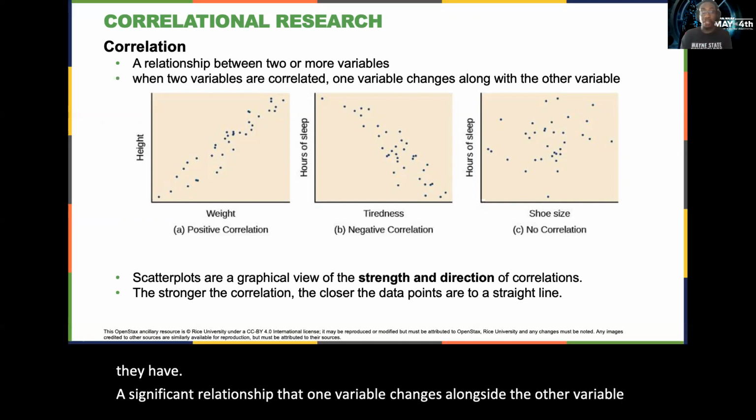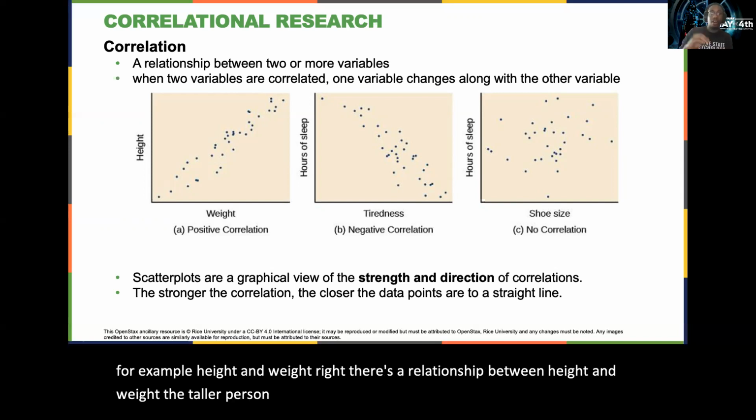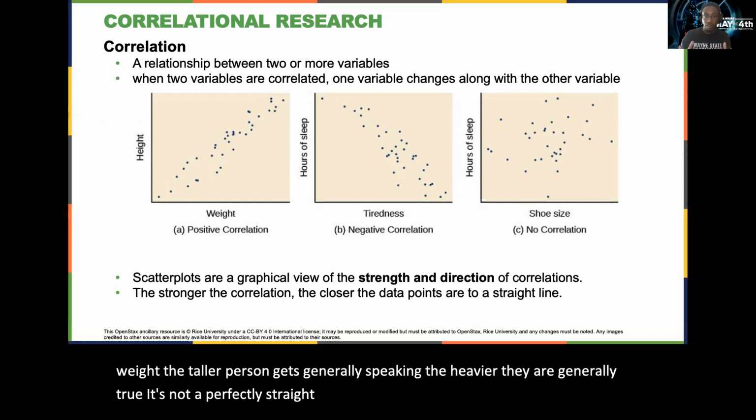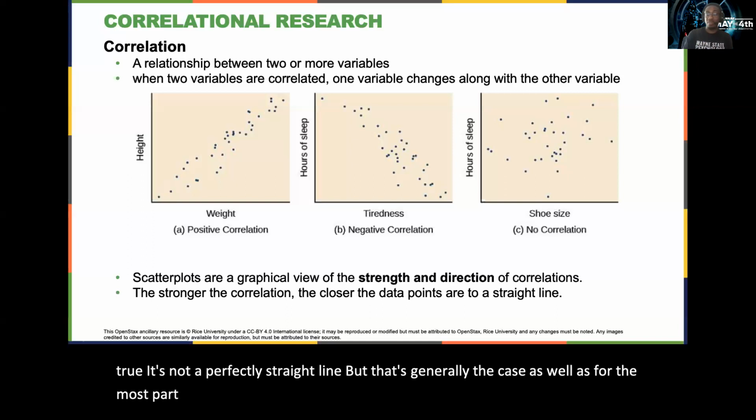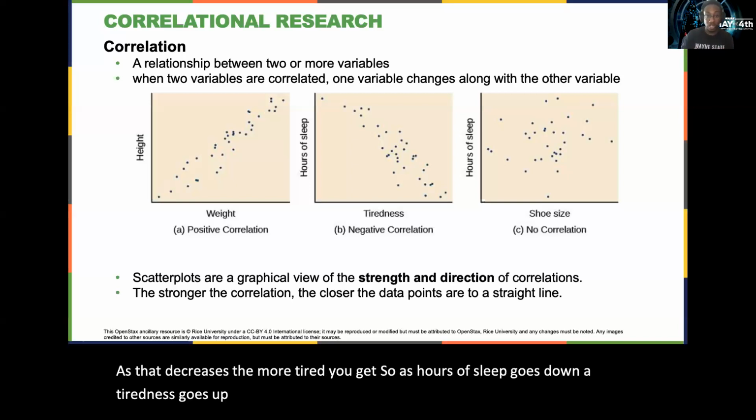For example, height and weight, right? There's a relationship between height and weight. The taller a person gets, generally speaking, the heavier they are. That's generally true. It's not a perfectly straight line, but that's generally the case. As well as, for the most part, the number of hours of sleep that you get per night: as that decreases, the more tired you get. So as hours of sleep goes down, tiredness goes up. Those have a relationship as well.